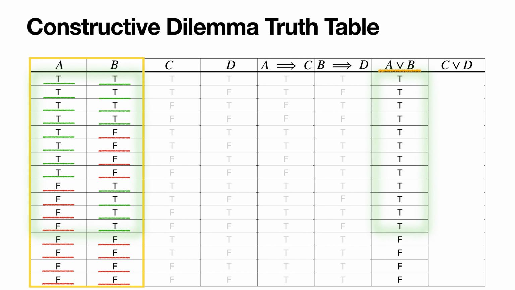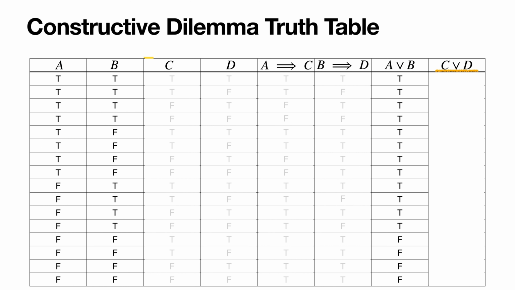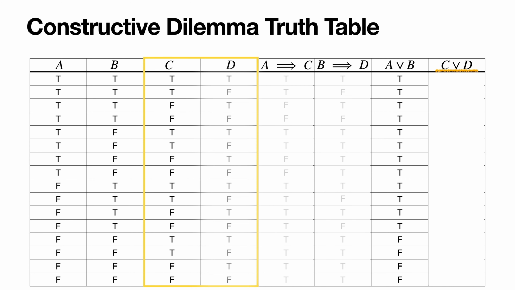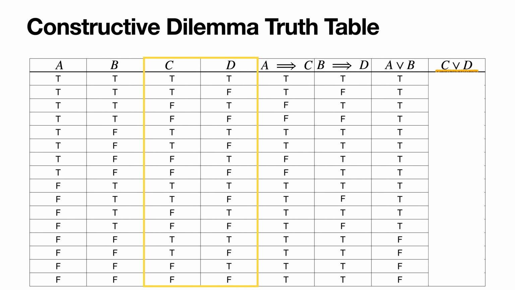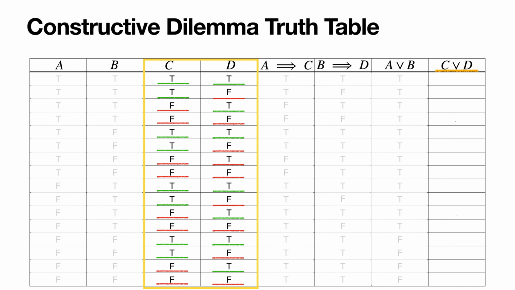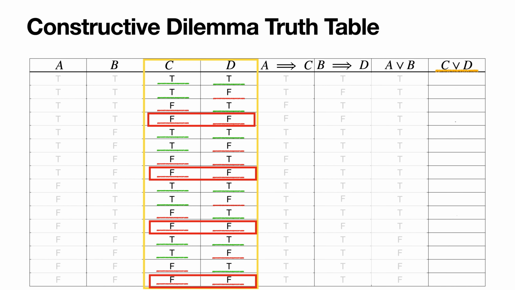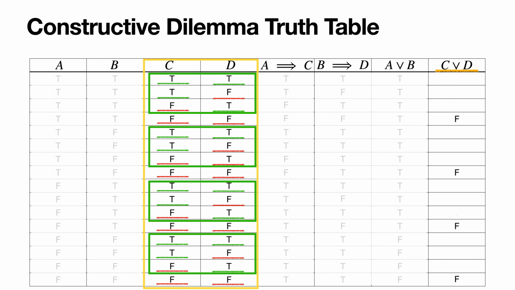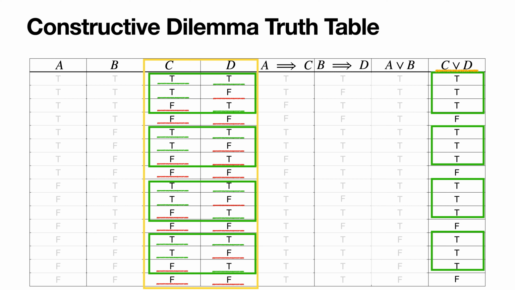And lastly, let's go ahead and look at C or D, the disjunction of C and D. We're going to be looking at just columns 3 and 4, so we can go ahead and hide everything else. And once again, when both of them are false, our result is going to be false. And everywhere else, when at least one of them is true, we're going to put true. So we're going to add that in our truth table.